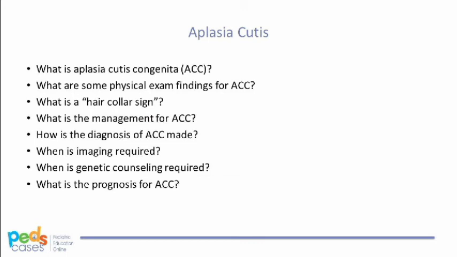Well, Aplasia Cutis congenita is the localized or widespread absence of skin from birth. All genders and races are equally affected. The incidence rate among newborns is approximately 2.8 in 10,000. And what are some of the physical exam findings for Aplasia Cutis congenita?